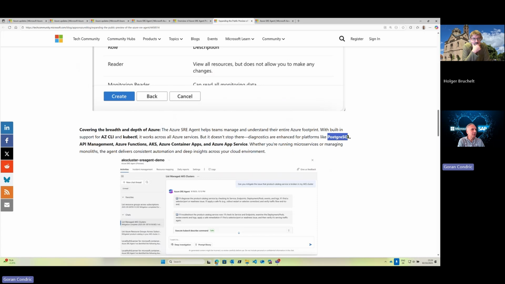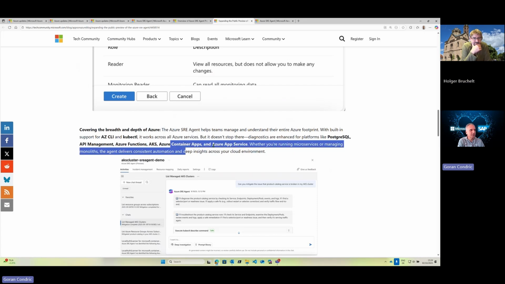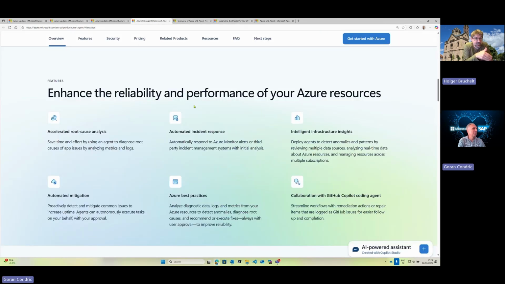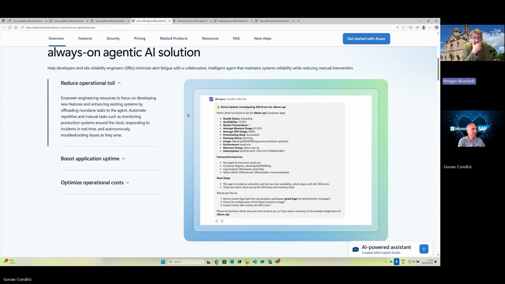So what they are mentioning here: Postgres, API Management, Azure Functions, AKS, Azure Container, Azure Web Services, and there was some demoing of those. No SAP at the moment, but if I look at API Management, for example, I know a lot of customers that are using Azure API Management with SAP. So if something is wrong with the API Management, now, if I understand this correctly, I have the SRE agent. Can I interact with the agent, or is this automatic?